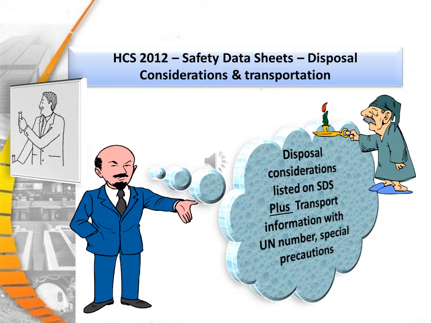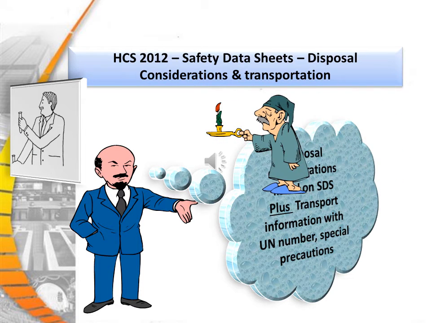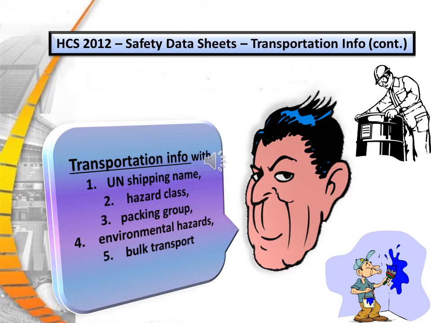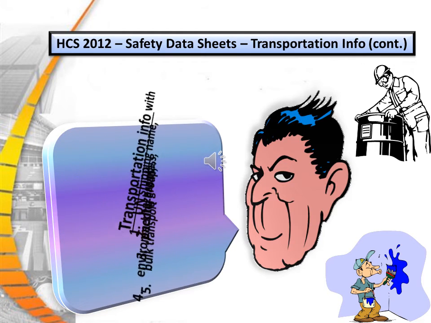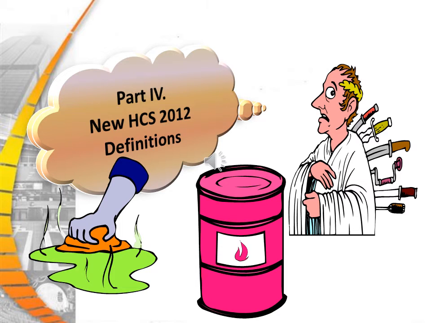Disposal considerations on the SDS, plus transport information with the UN number and special precautions, are discussed in the Disposal Considerations and Transportation section. Transportation information should include the UN shipping name, the hazard class, packing group, environmental hazards, and bulk transport information. The new HCS 2012 definitions.